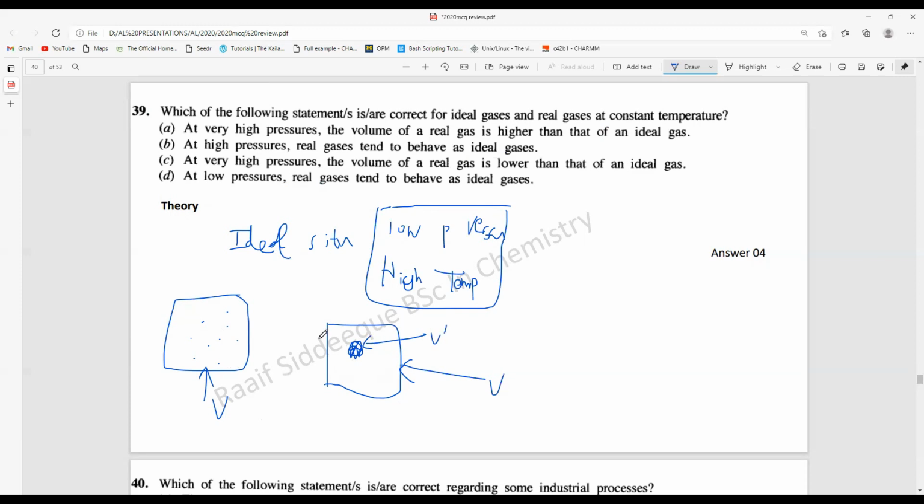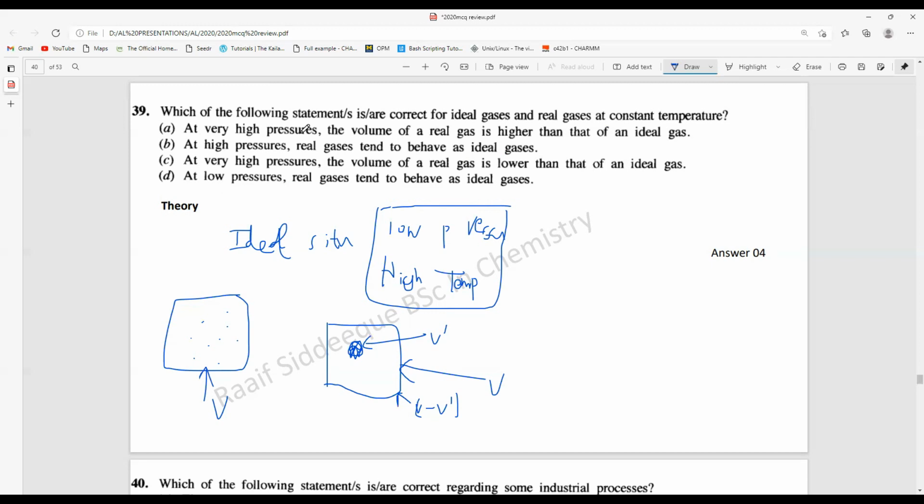So the volume of the container is this. The volume that the real gas can occupy in the container is V minus V dash, since a real gas has a volume of its own. For an ideal gas, there is no volume, so it can go across the whole container, so the volume is V. Here the volume is a little lower than that for a real gas. This real gas situation comes at high pressure and low temperature. That's the idea. So let's go to the statements.